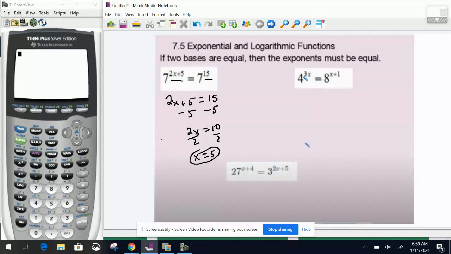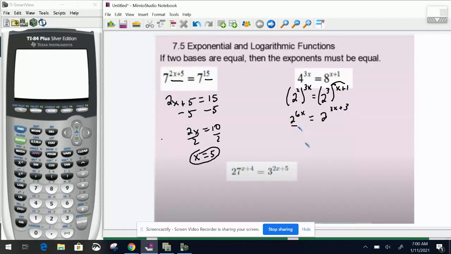Now you see a problem where you don't have the same bases, so we have to do a little work to make these the same base. We have to think about different ways I can write each of these bases so that they would be equal. I could write 2 to the second power instead of the number 4, and the 3x would stay there. So now I have a power of a power. Same thing here: I could write this as 2 to the third power to the x plus 1. So now, using my exponent rules, I've got 2 to the 6x is equal to 2 to the 3x plus 3.